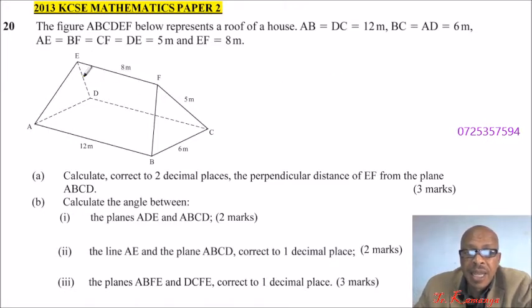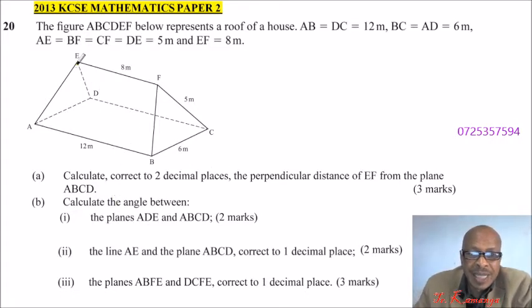AE is equal to BF is equal to CF is equal to ED is equal to 5 centimeters, and EF is equal to 8 centimeters. So those measurements have been indicated on the diagram. Part A: calculate, correct to 2 decimal places, the perpendicular distance of EF from the plane ABCD.